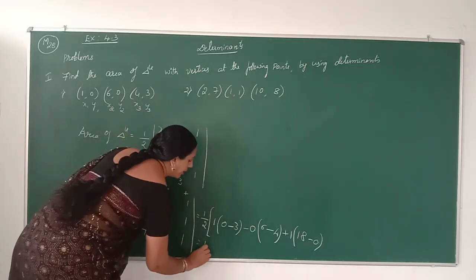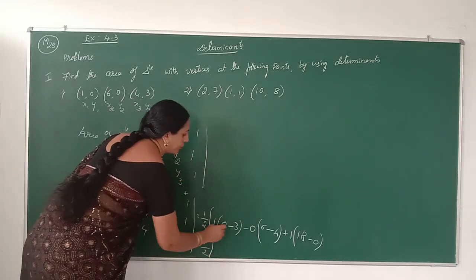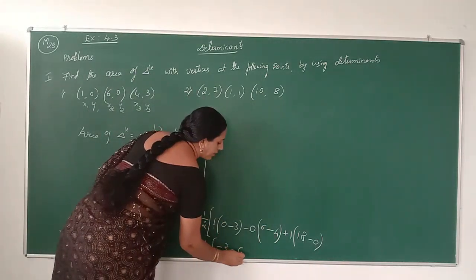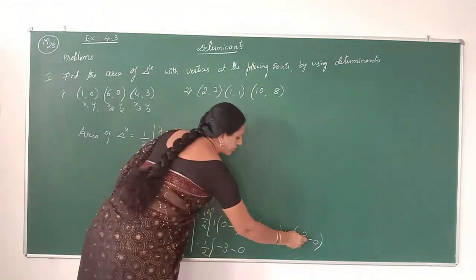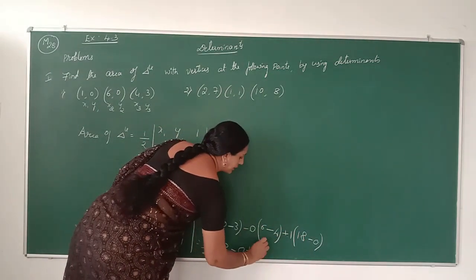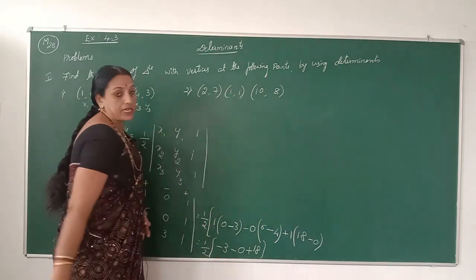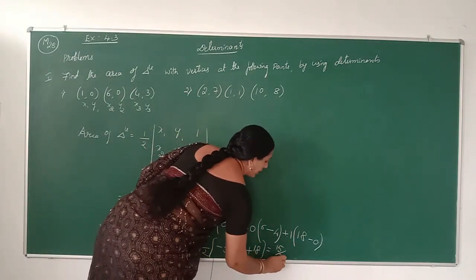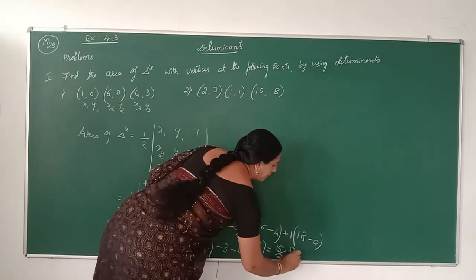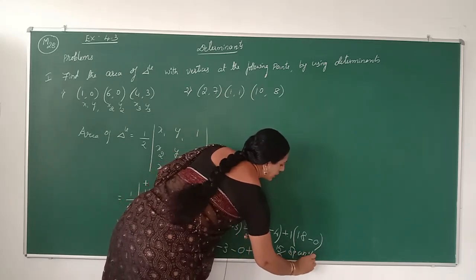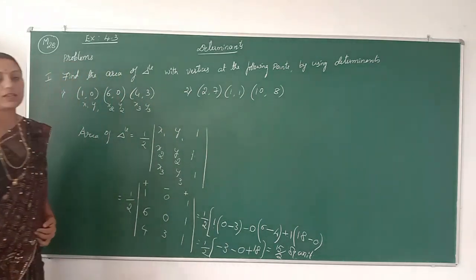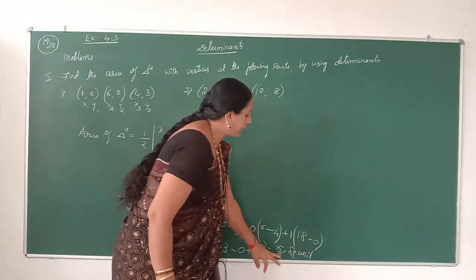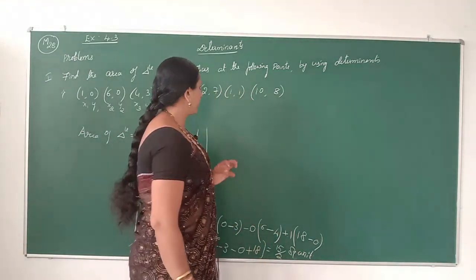So, simplifying, half of 1 into minus 3 is minus 3. 0 into anything is 0. Plus 1 into 18 is 18. So 18 minus 3 is 15. 15 into 1 by 2 can be written as 15 divided by 2. Then we mention the unit. The unit of the area of a triangle is square units. Therefore, the area of the triangle is 15 divided by 2 square units.